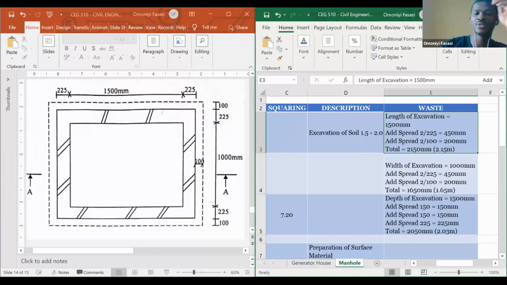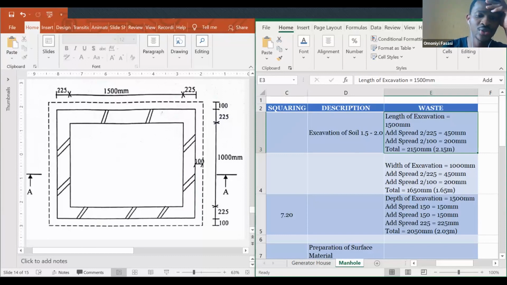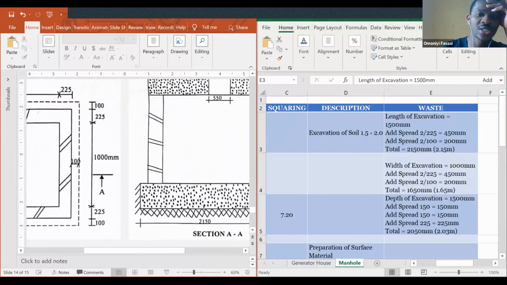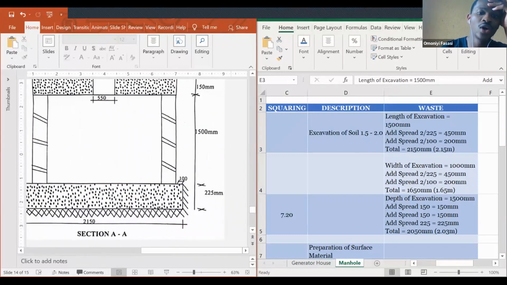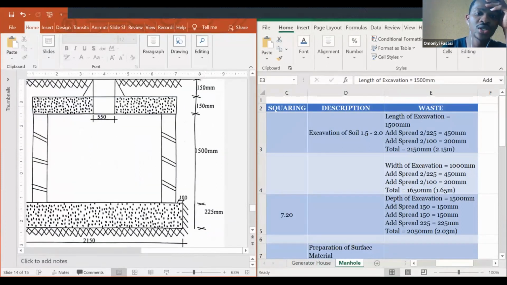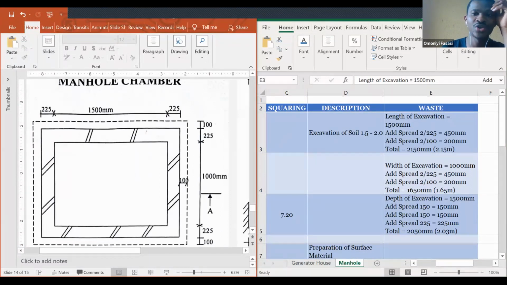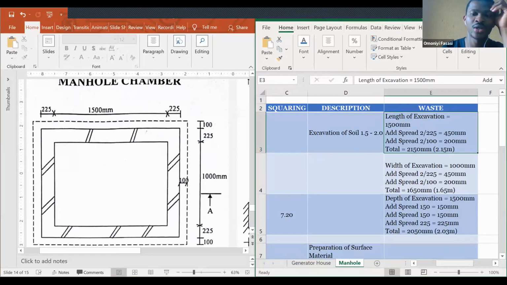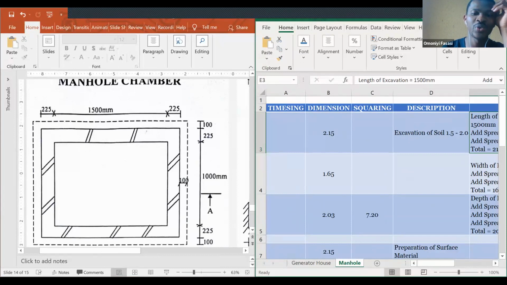And the depth, let me check that one so we can check it together. The depth is going to be 150 mm plus 150 mm plus 1,500 mm plus 225 mm. So that's that regarding the excavation. Then you do your normal multiplication, which is going to be 2.15 times 1.65 times 2.03.